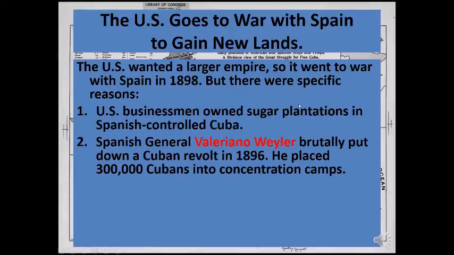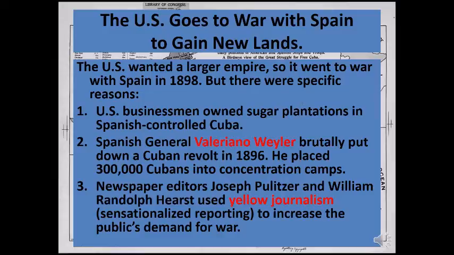And then we have newspaper editors Joseph Pulitzer and William Randolph Hearst. These two men used yellow journalism, sensationalized reporting, to increase the public's demand for war. This meant that any little headline about Spain being bad was blown out of proportion and was used to inflame the public, make them want to go to war with Spain.